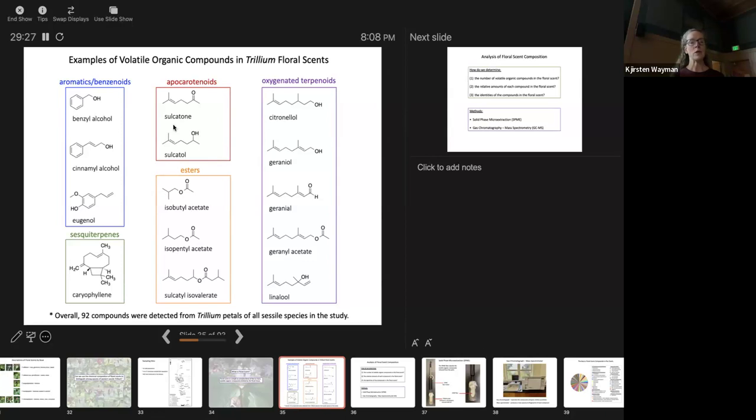We also have sesquiterpenes, apocarotenoids. Those scents are not so easily distinguishable, but in terms of the benzenoids, eugenol is the compound responsible for that clove-like scent, and cinnamyl alcohol, you can imagine, has the smell of cinnamon, and benzyl alcohol is a little bit sweet. So these are just some examples of the 92 overall compounds that I determined were in these sessile Trillium. Of those 92, only, I think, 66 were definitively identified. The others still remain unknown or partially known.